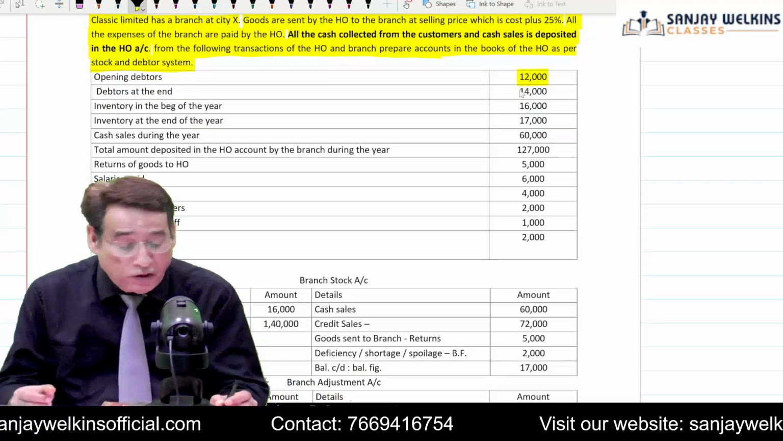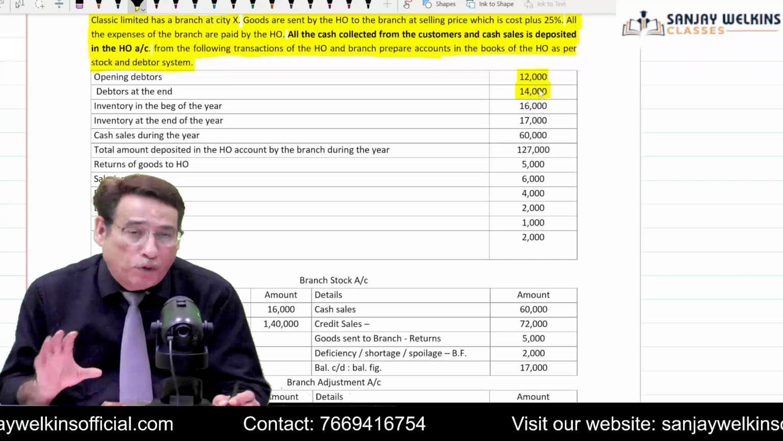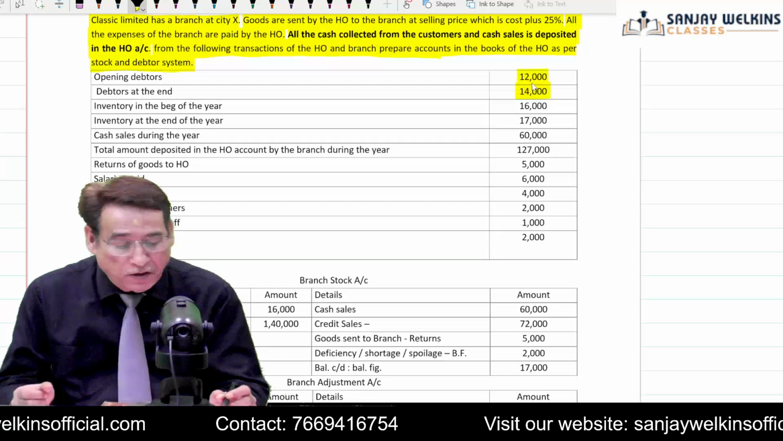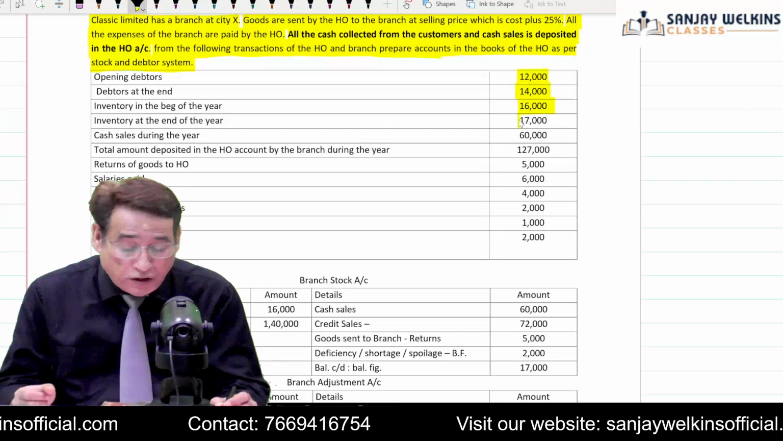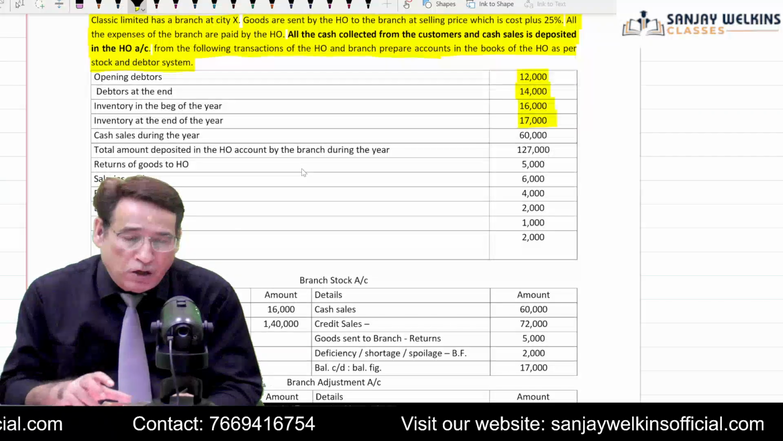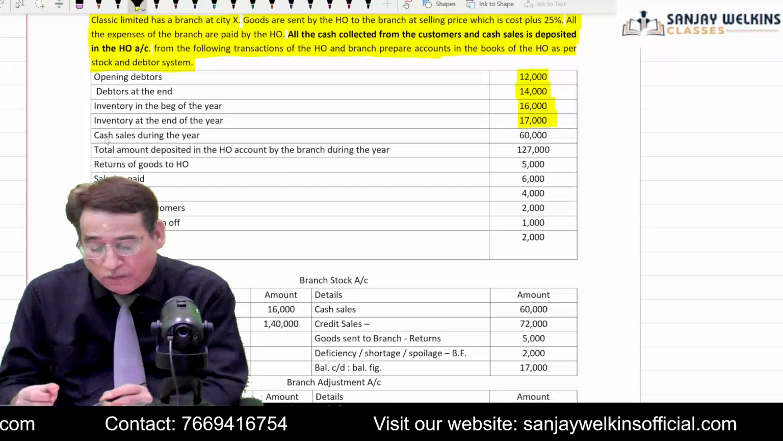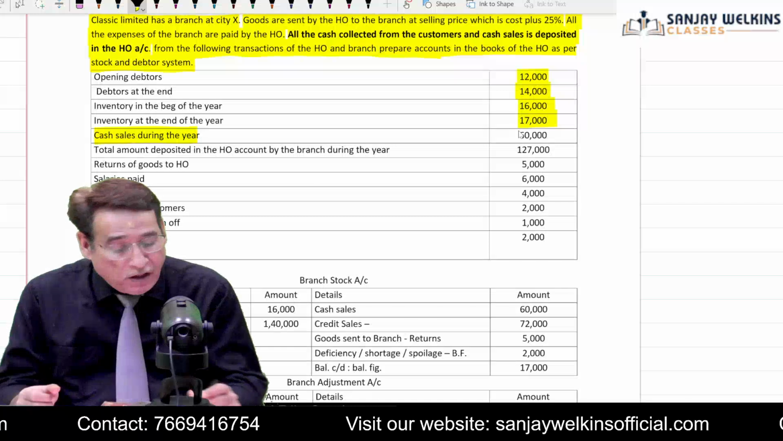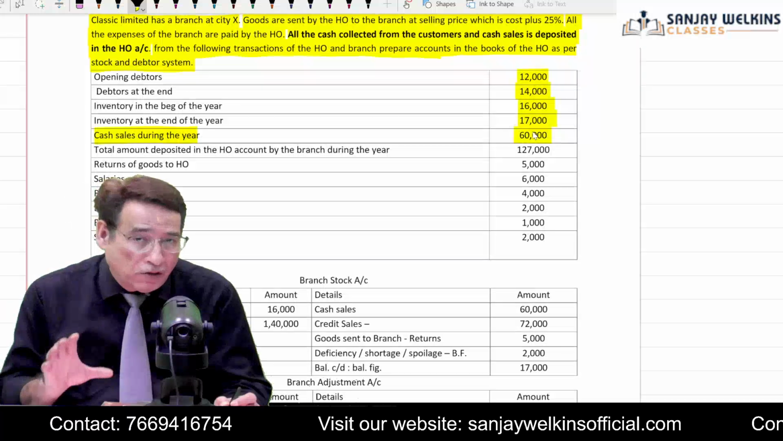So in this case, you are supposed to prepare as per stock and debtors system. Opening debtors is given, closing debtors are given. Both these figures you are going to write under debtors account. Then opening inventory and closing inventory is given in the question. You are going to put it in the branch stock account. You will take the loading also. Now cash sales, it will be written under what we call branch stock account.